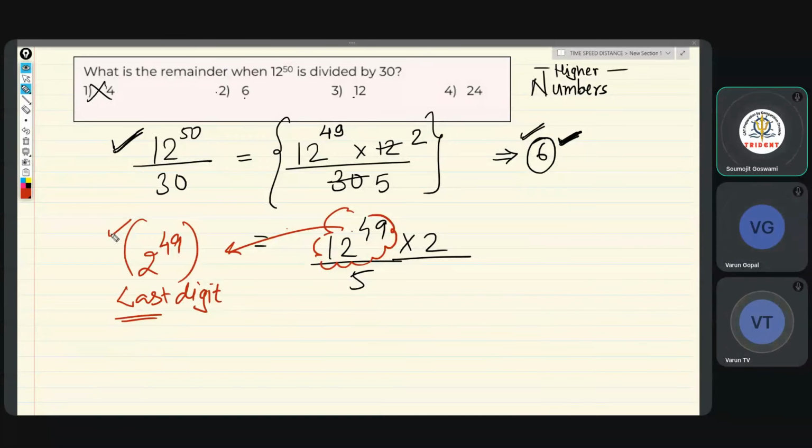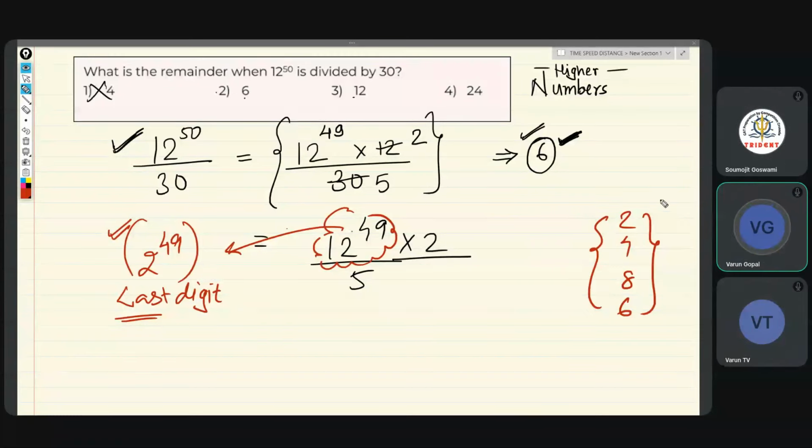Now, can anybody quickly tell me what is the last digit of this number? You can have multiple thoughts in your head. Sir, you told us that 2 raised to the power 10 is going to be 1024. But I'm telling you one thing, go by the cyclicity method. What is the cycle of 2? 2, 4, 8, 16, and 6, then 2, 4 again. So this is the cycle of 2 raised to the power something.